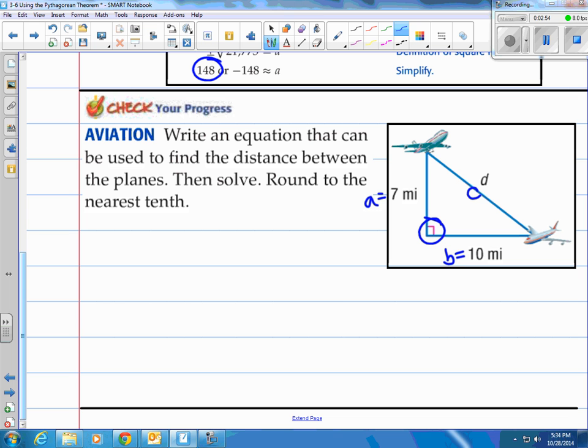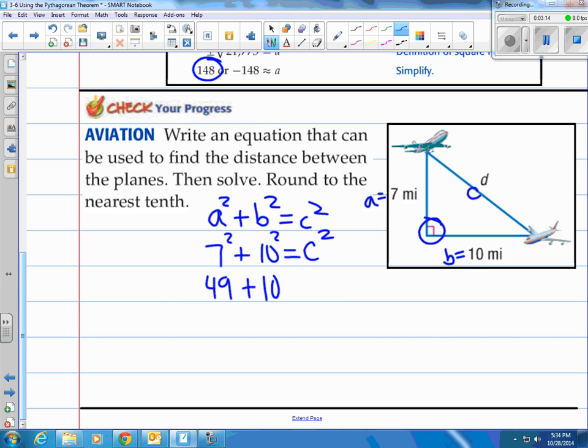And we'll put down our Pythagorean Theorem, A squared plus B squared equals C squared. Plug in what you have. We have A, which is 7. We'll square that. B, which is 10. We'll square that. And then we have C squared, which we're looking for C. How far away the planes are. Well, 7 squared is 49. 10 squared is 100. We still don't have anything to do over here. 49 plus 100 is 149. We have C squared is equal to 149.